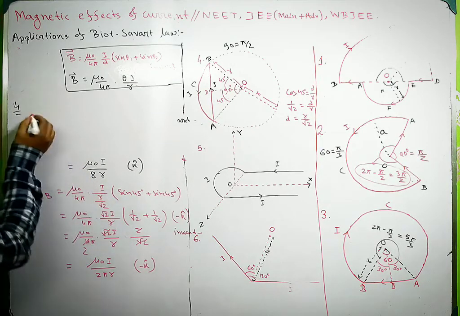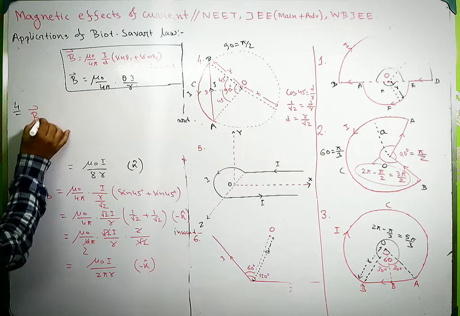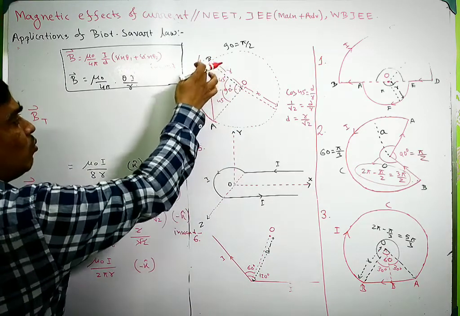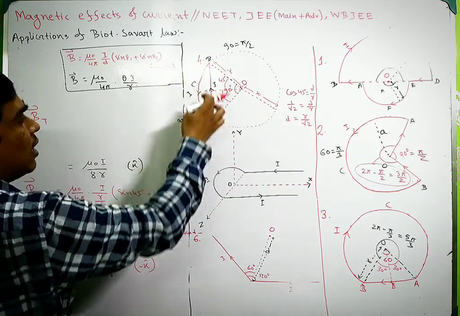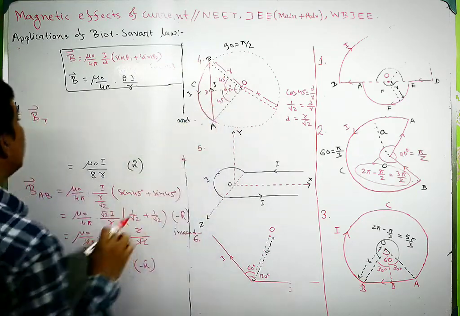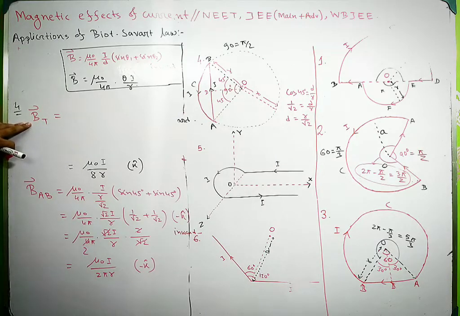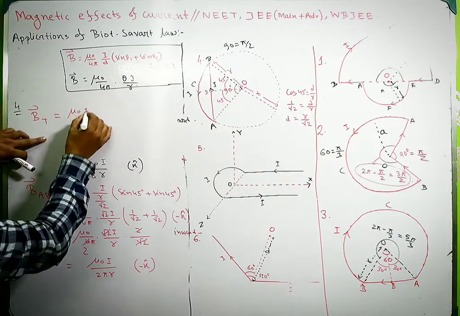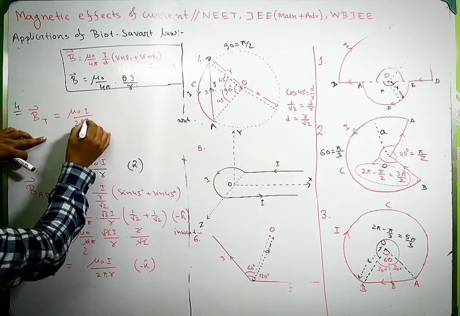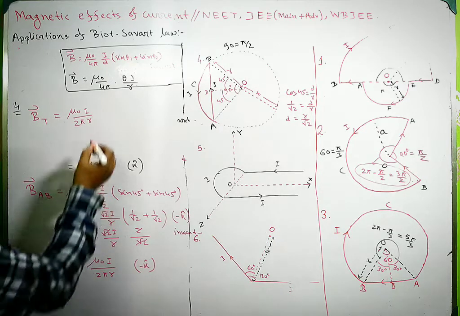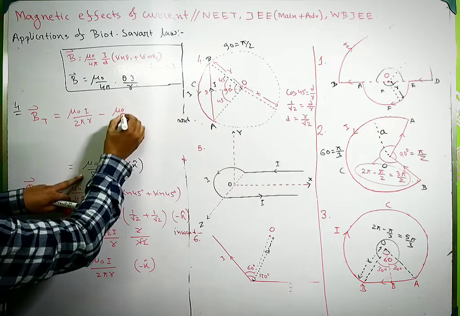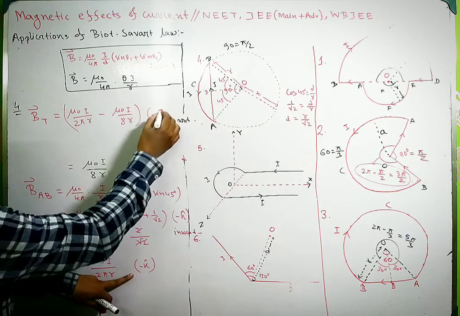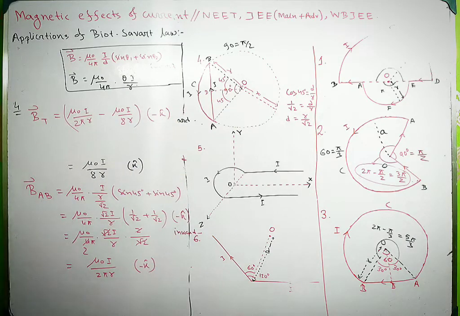So the total magnetic field at O can be calculated as greater minus less value. The magnetic field for this AB portion is greater than this portion, so the resultant magnetic field is given by mu 0 I by 2 pi R minus mu 0 I divided by 8R, and the direction of the magnetic field is minus k cap, that means inward.